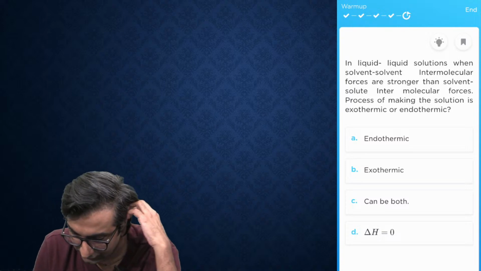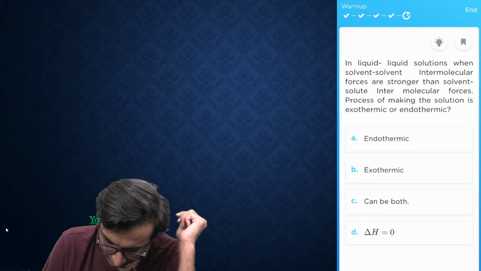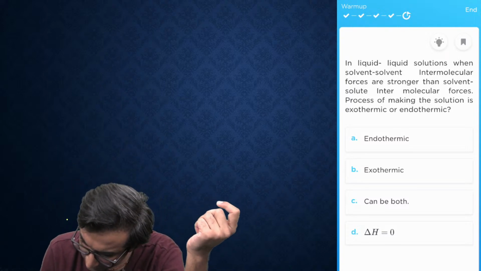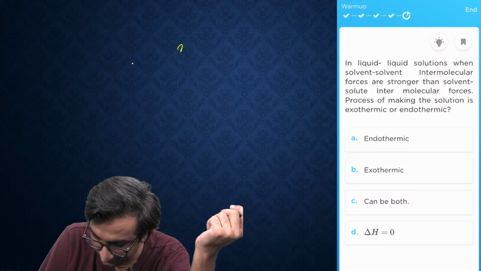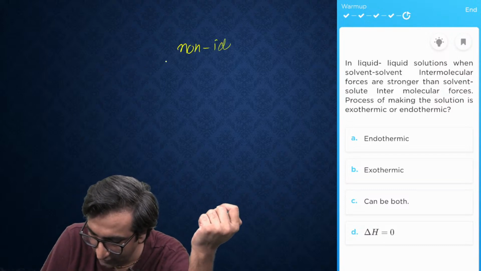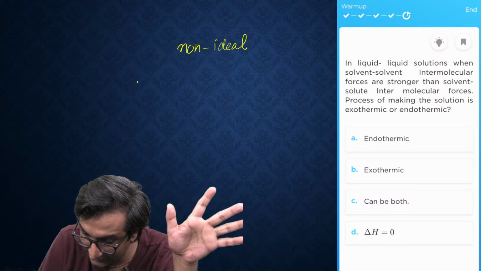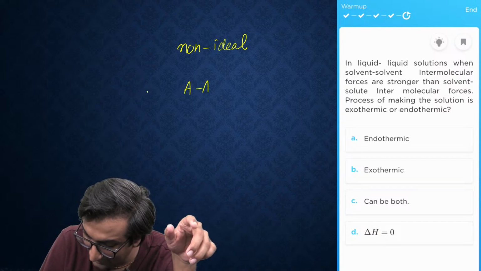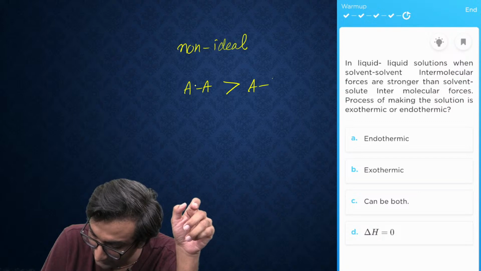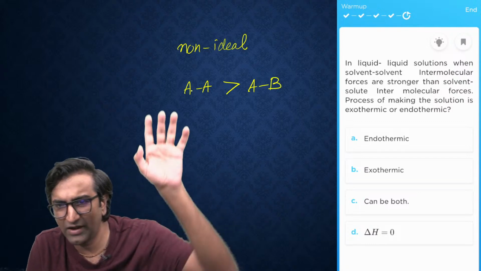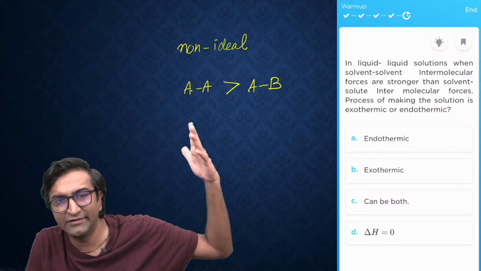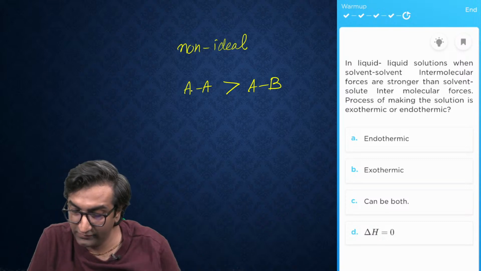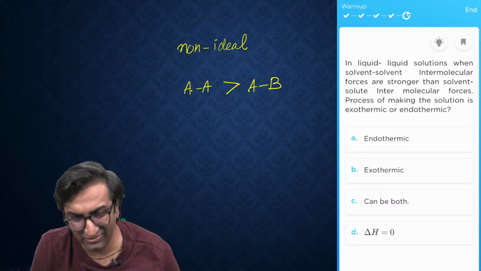Okay, liquid solution मतलब ideal है, non ideal है? It is obviously non ideal, क्योंकि they're saying that intermolecular forces are stronger than solvent. Let's say AA are stronger than AB. This is what it means, right? Solvent greater than solvent-solute. Is this going to be endothermic or exothermic, or it can be either?